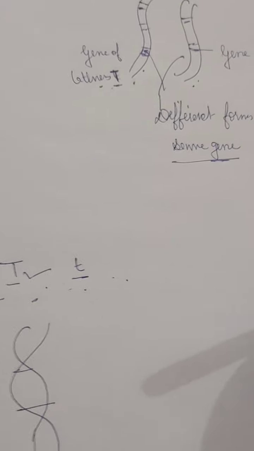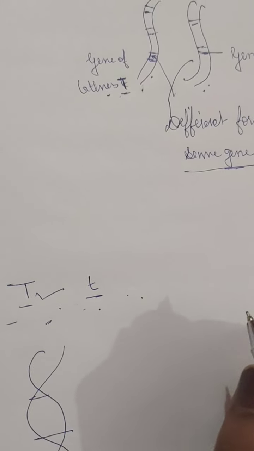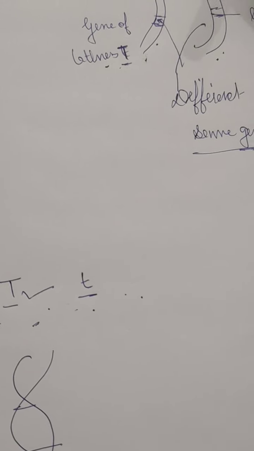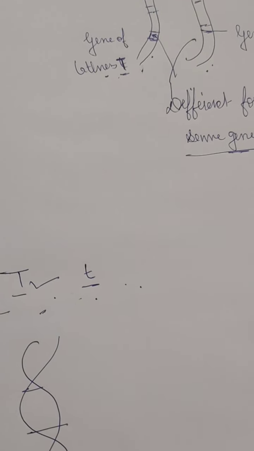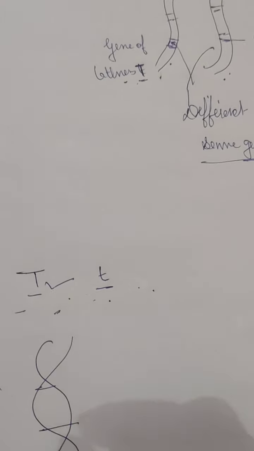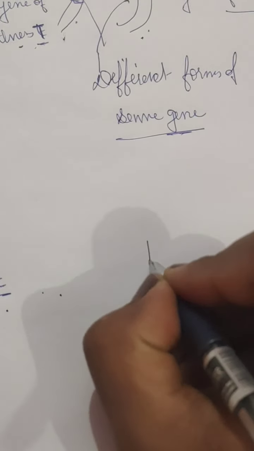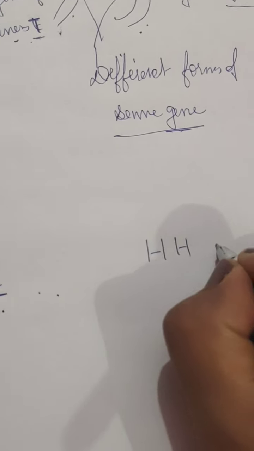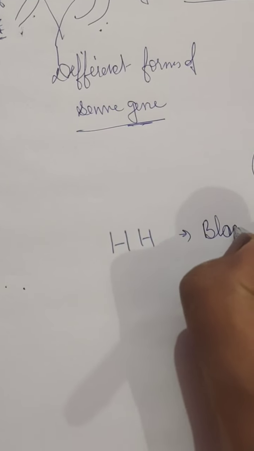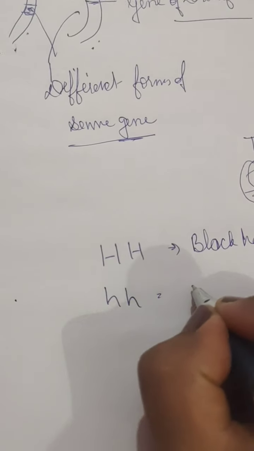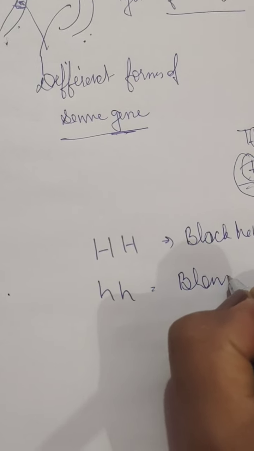So the characteristics or traits in animals, including human beings, are also transmitted from the parents through the genes in the process of sexual reproduction. Like if we have a phenotype of black hair, H stands for black hair, and small h stands for blonde hair.